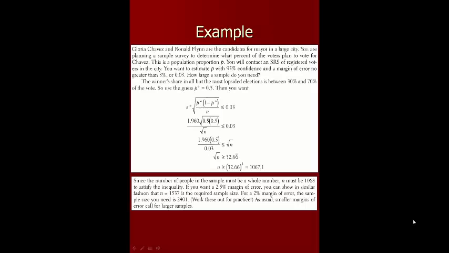1067.1. But since the number of people has to be a whole number, because we're dealing with folks here and voters, we have to round up. So we have 1068 people will satisfy the inequality, and that'll give us a margin of error of 0.03 or less.